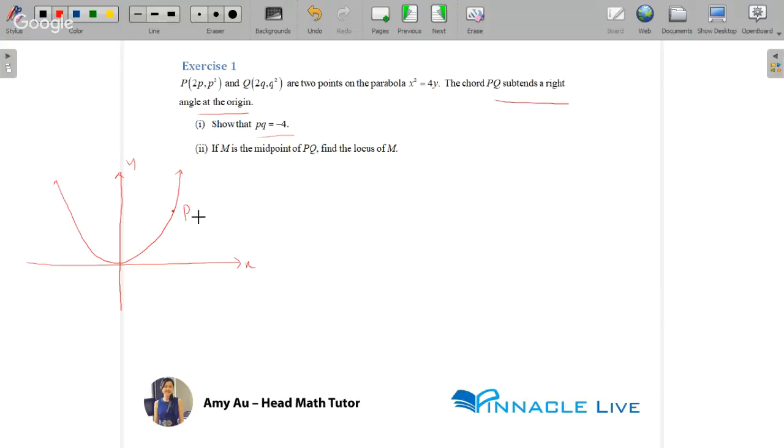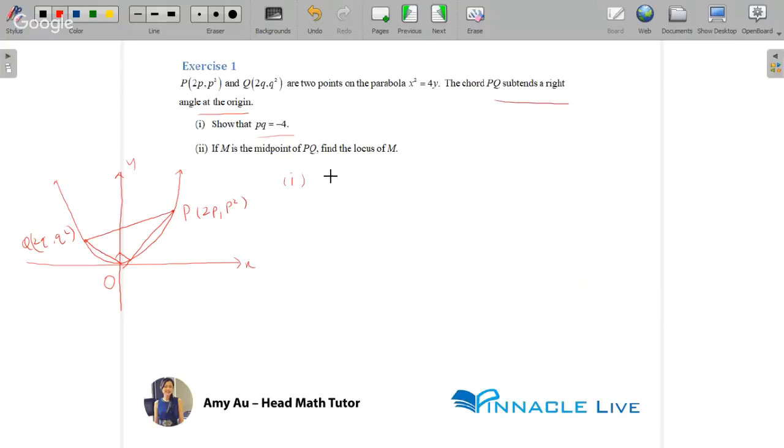All right, so we've got 2p, p squared, 2q, q squared. Okay, and we're given that the interval PQ subtends a right angle at the origin. All right, so that's the unique information to this question. So let's see if that can get us the first result. So how do you use the right angle? You want to use the fact that the gradient of these two lines will be -1.